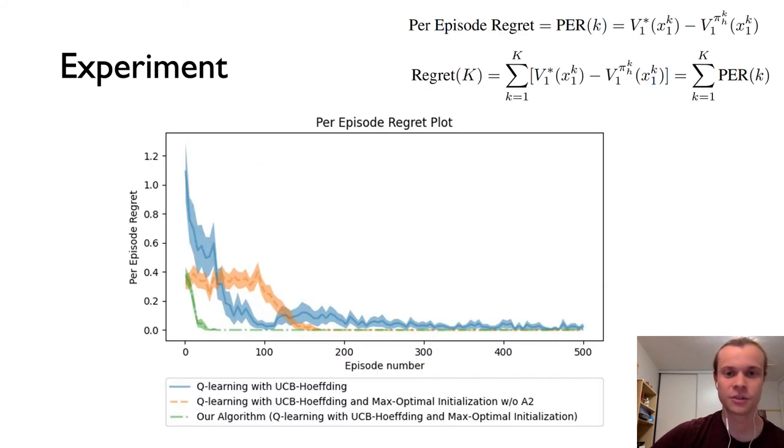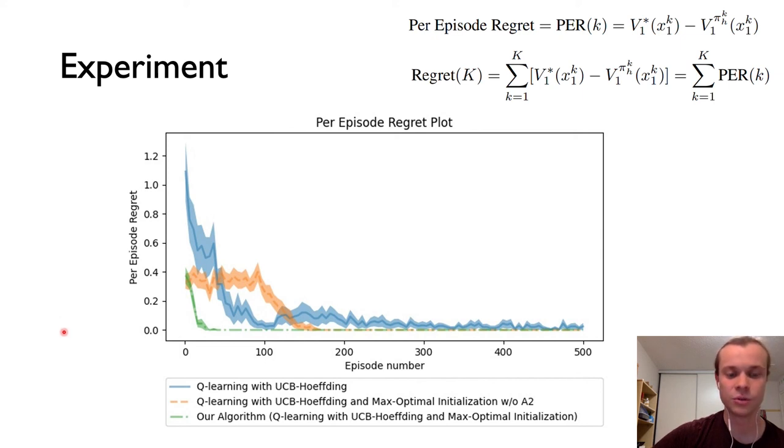And so these are the results we got. We can see here in green is our algorithm. The vertical axis is the regret, so this is the per episode regret. A smaller regret is good and a larger regret is bad. So this means that our algorithm in green seems to be performing the best. It goes to a regret of 0 the quickest, and it starts from a regret which is lower than all the others.